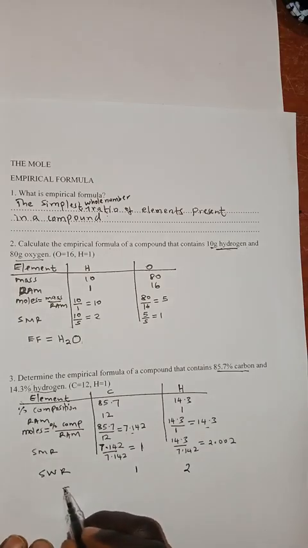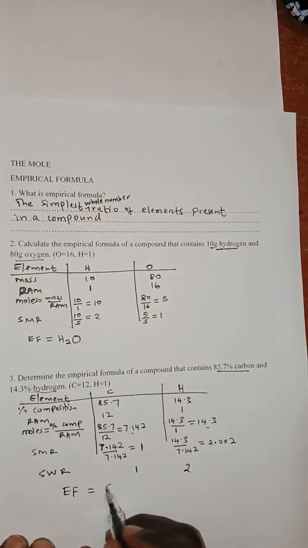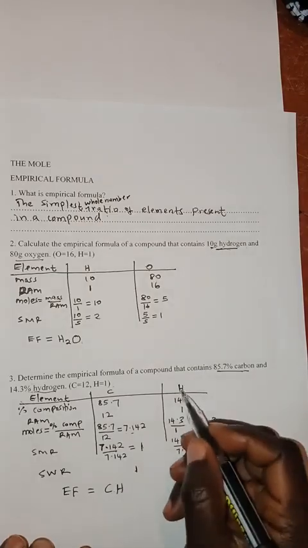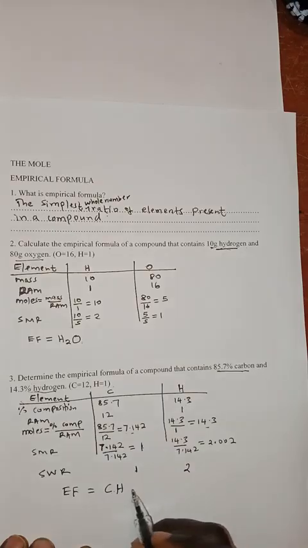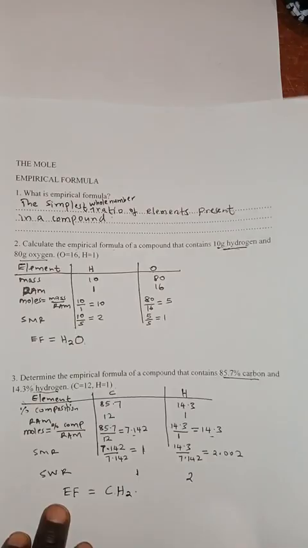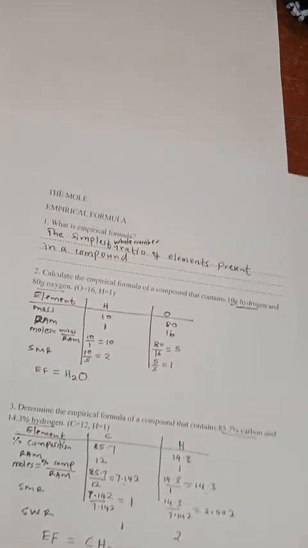So based on this, the empirical formula for this compound is going to be C. For carbon it is 1, so it is just C. When it's 1, we don't write that 1. Then hydrogen, there are 2, so it is CH2. That is going to be the empirical formula of this particular compound.